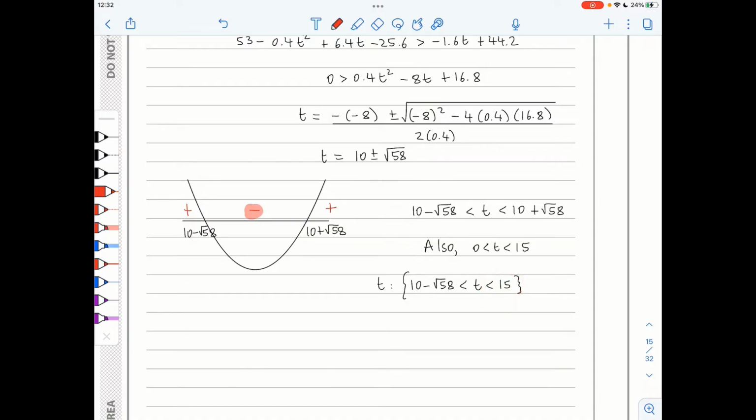10 plus root 58 is actually 17.6. That's why we stop at 15.